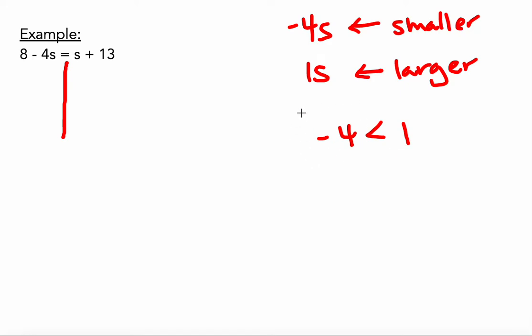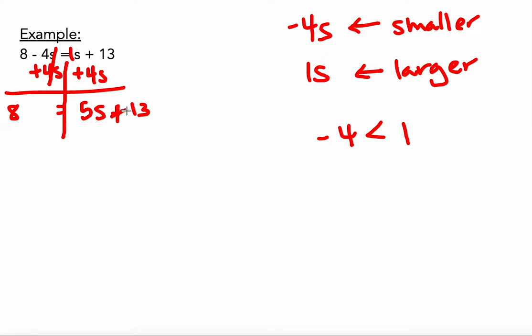Negative 4 is smaller than 1, right? So I want to move my negative 4 to meet my 1 by adding 4s to both sides. Okay, so then I would end up with 8. These cancel because negative 4s and a positive 4s cancel each other out. They're opposite signs. And this is a 1s plus 4s, which is 5s, plus 13.